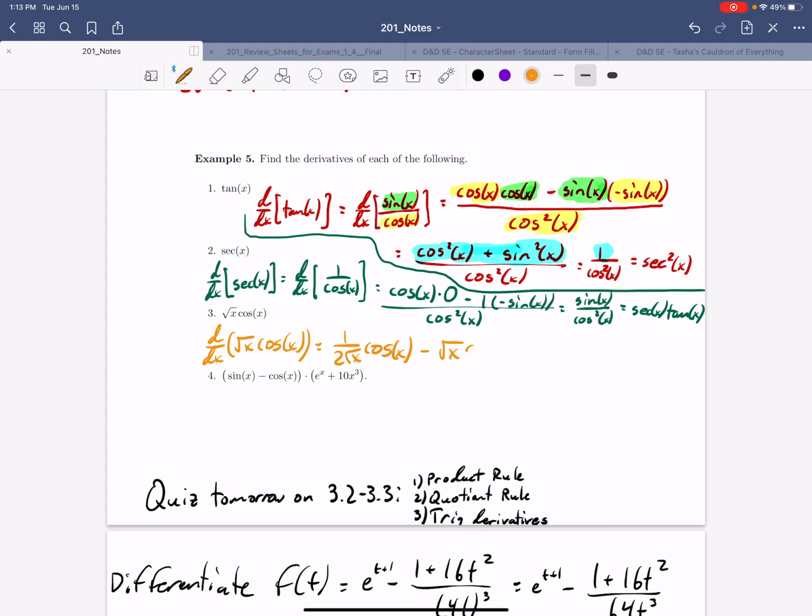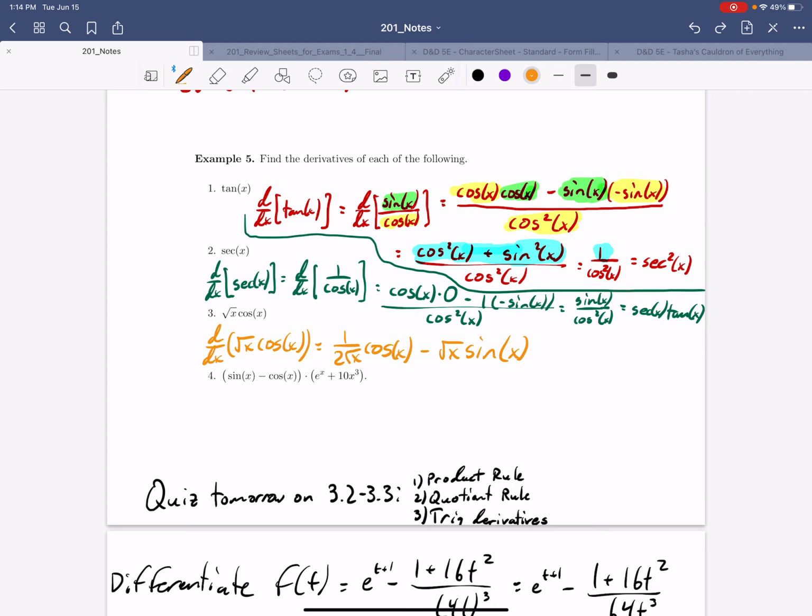then leave the first term the same, take the derivative of the second term. Note that the derivative of the second term is negative cosine of x, or sorry, negative sine of x. I just put the negative sign out in front like that. Save myself some work. This looks a little nicer.